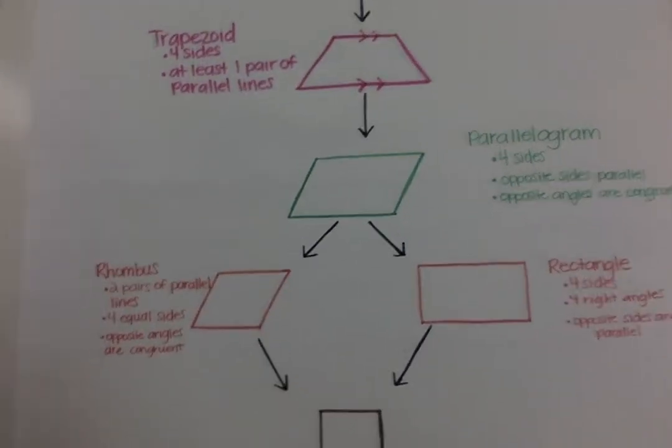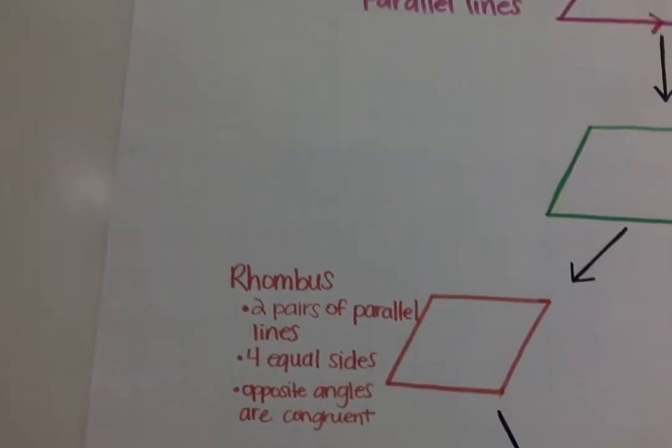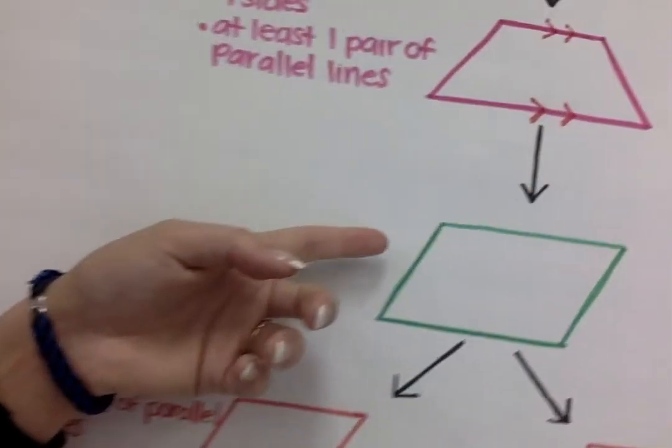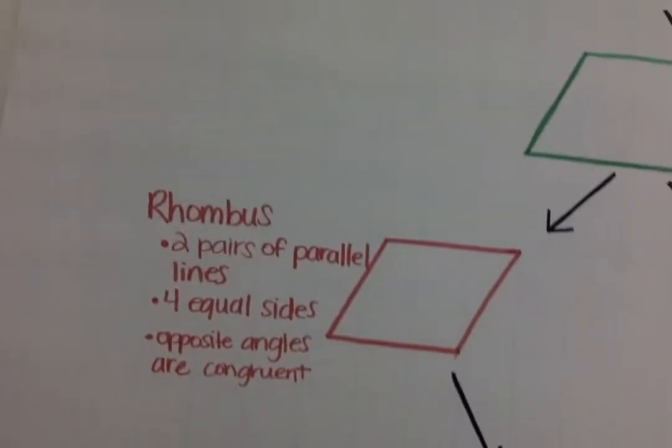So our next shape that we are going to talk about is our rhombus, and our rhombus can be considered a parallelogram. It can also be considered a quadrilateral because it has four sides.